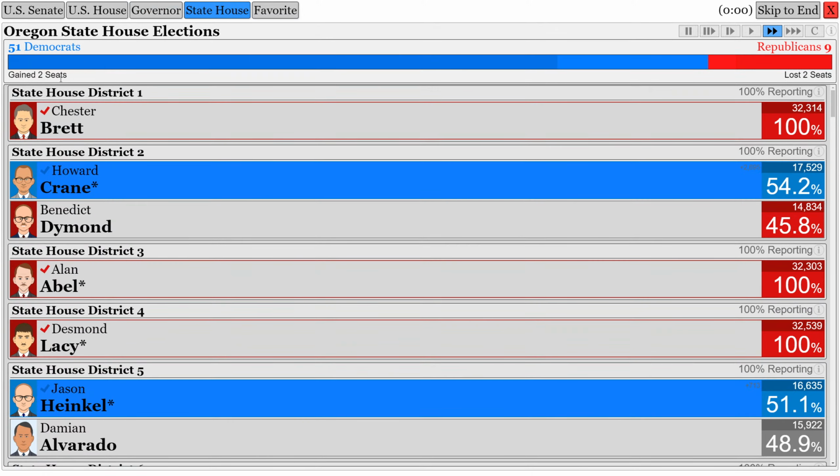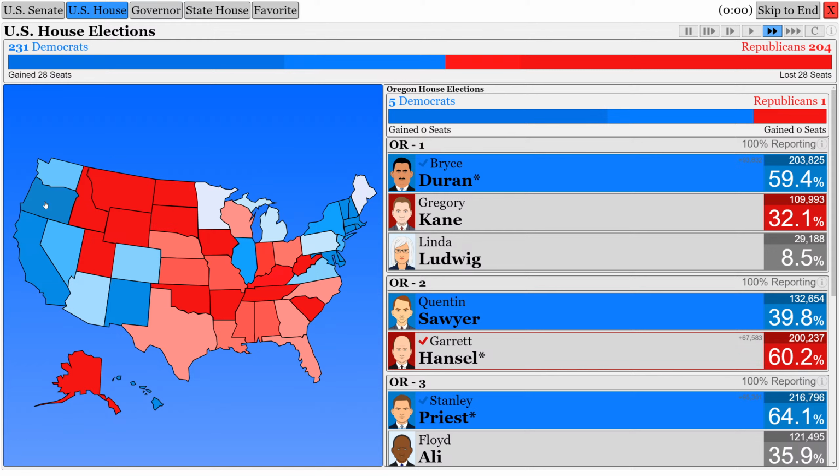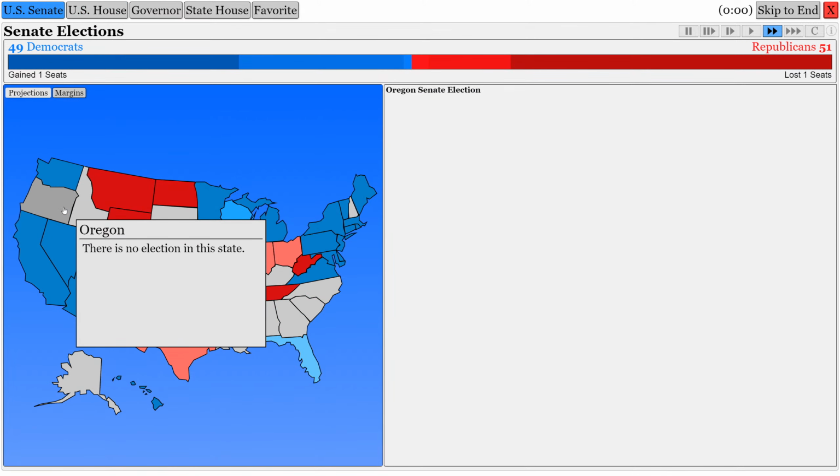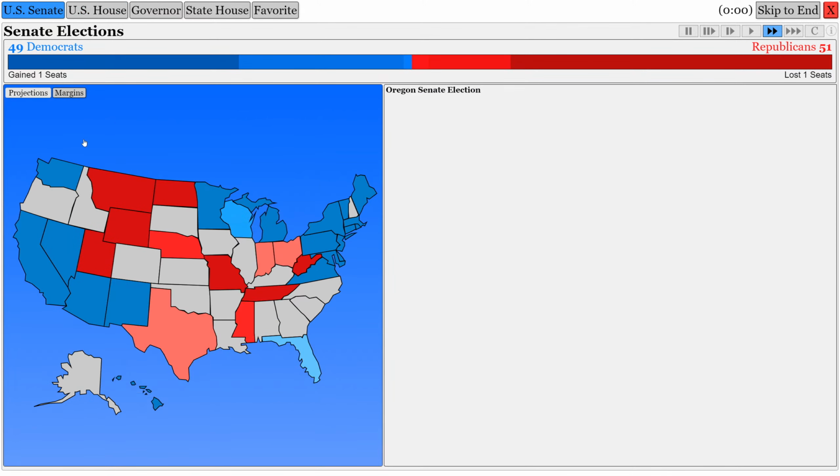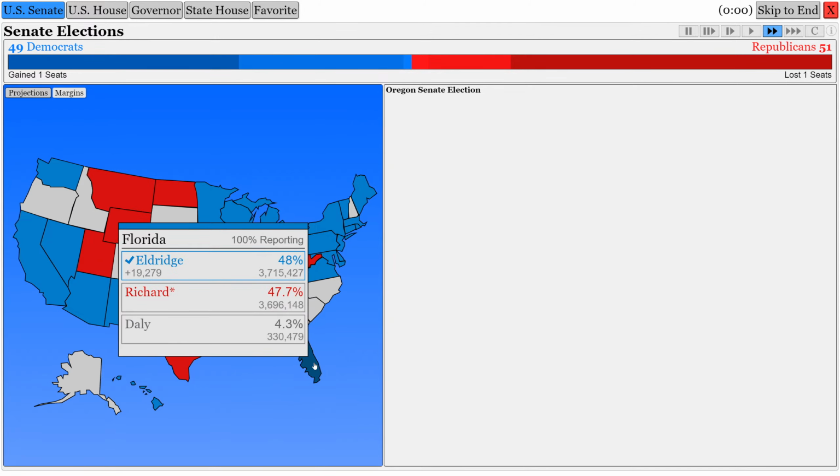State House, what do we do? Gain 2 seats. U.S. House, no difference. U.S. Senate, any Senate election, no. Any flips? Florida just went Democrat.